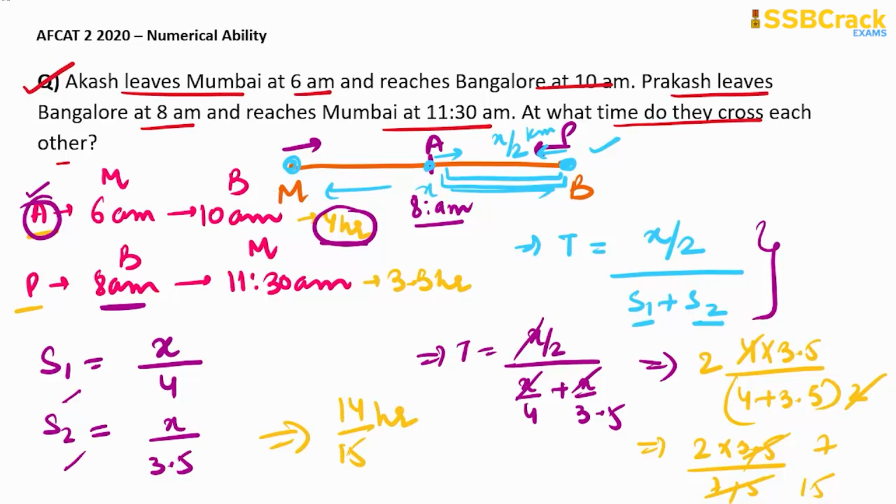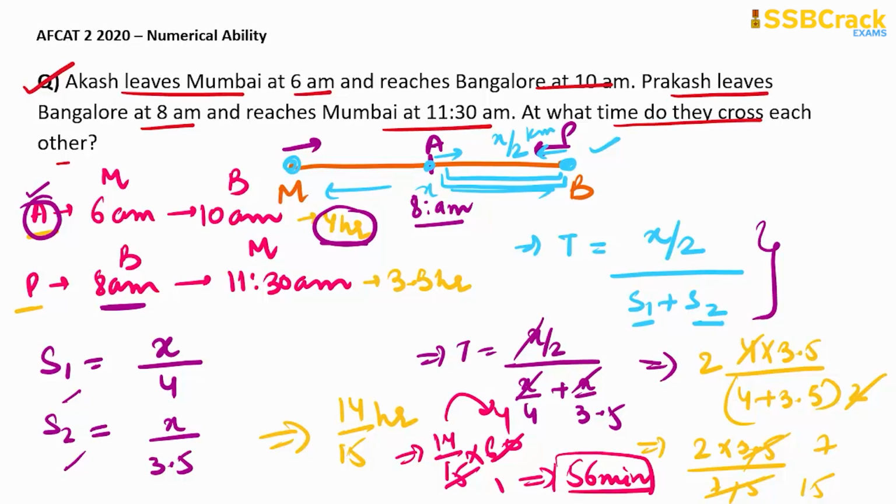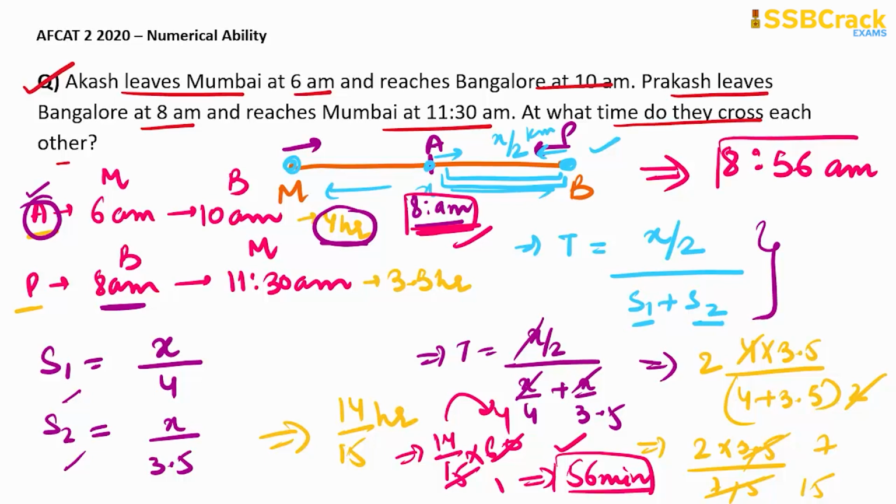To convert it into minutes, we can directly multiply it with 60. So here 14 by 15 into 60, that is 15 ones are 15, 15 fours are 60, and 14 fours are 56 minutes. So they started their journey at 8 a.m., and they cross after 56 minutes. So the exact time at which they'll cross each other will be 8 hours and 56 minutes, that is 8:56 a.m. So this should be your answer for this question.